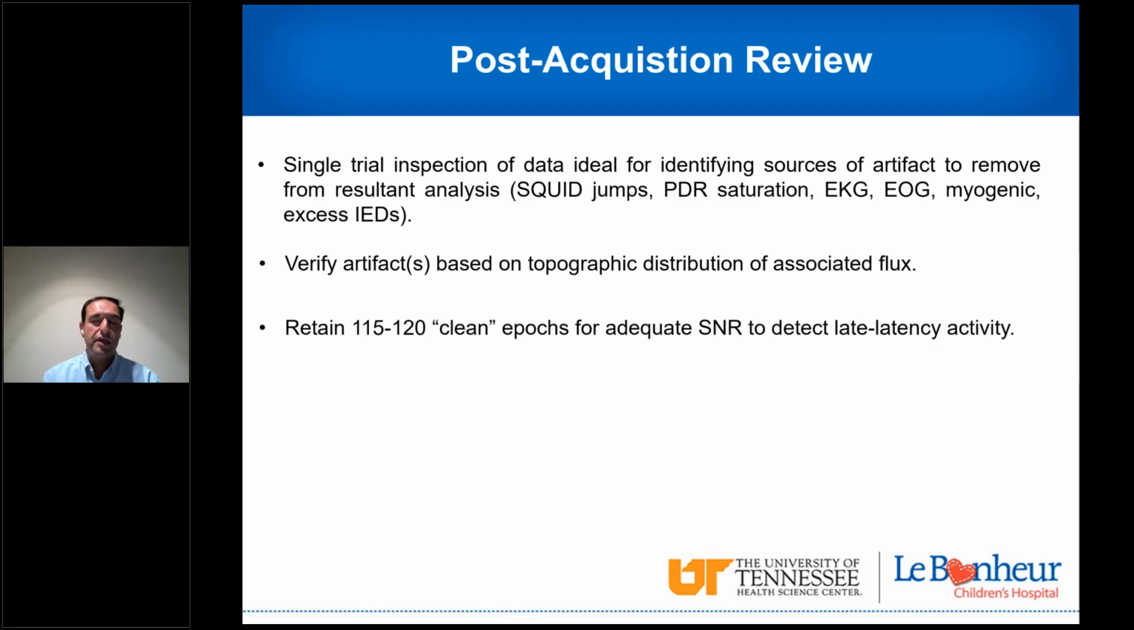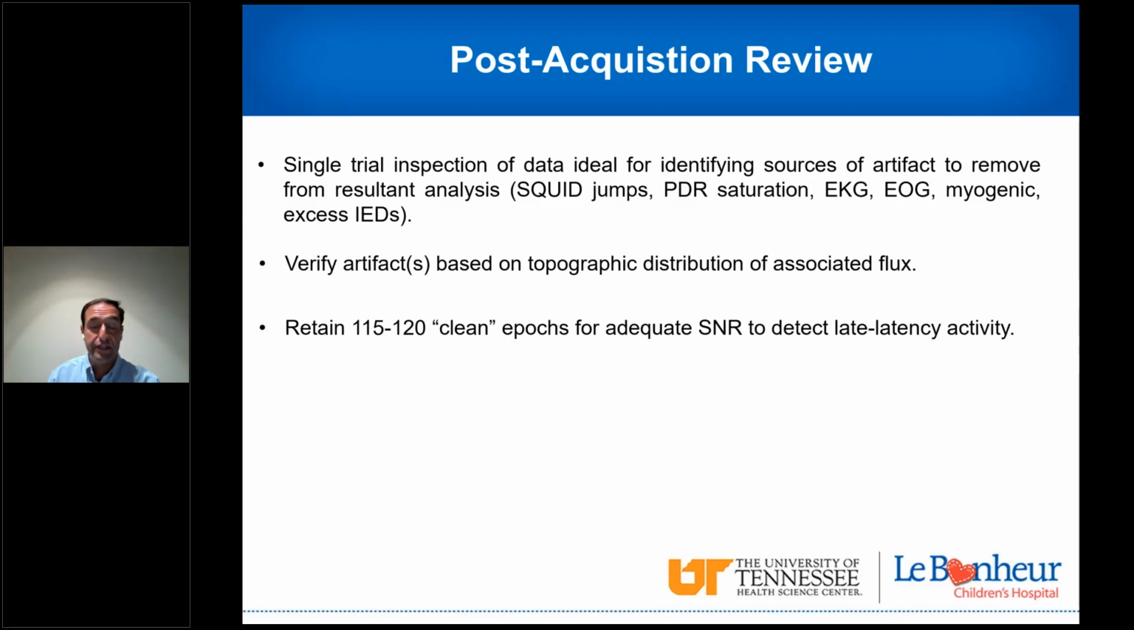Generally, a rule of thumb is retaining about 115 to 120 clean epochs to have an adequate signal to noise ratio for being able to quantify the late field activity. We found this to be an absolute minimum. Going below that really degrades the signal, particularly in patients where their baseline brain activity might be affected by a lot of factors, including the regimen of anti-epileptic drugs they might be on, and so forth. Or you might have patients with massive space-occupying lesions where you have very high amplitude slowing that constitutes the background. So retaining as many clean epochs as possible is ideal.